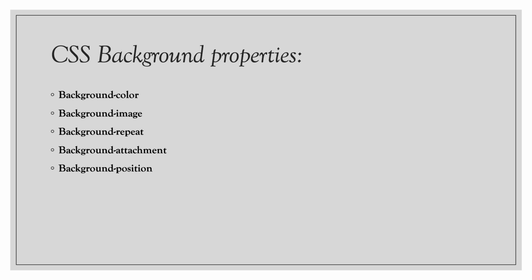So we have already discussed background color property in the previous tutorial. So with the help of background color property, you can set the color of the background using color names or RGB, HSL and hexadecimal values, and you can also use RGBA and HSLA values. So now let's move on to the next property, that is background image property.